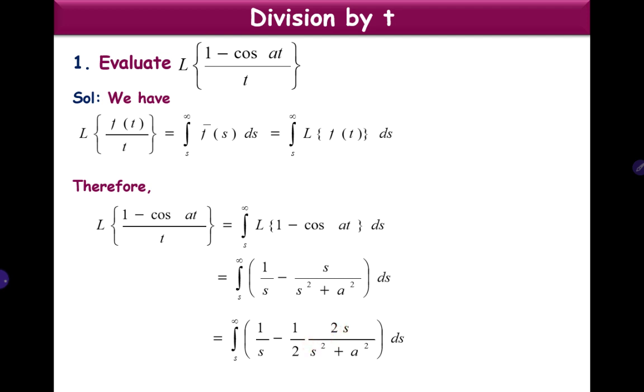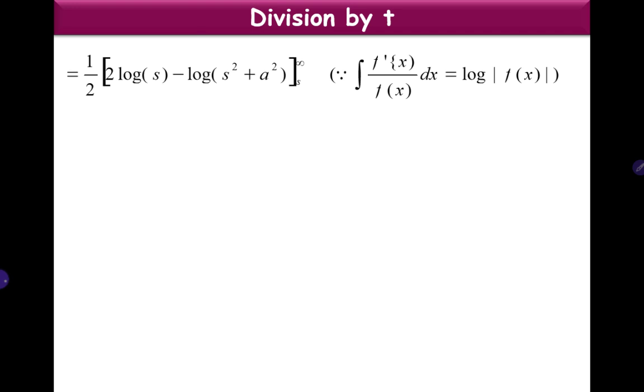Now if we integrate, the integral of 1 by s is log s, minus the integral of 2s by s square plus a square, which is log of s square plus a square, because the integral of f dash of x by f of x is log mod f of x. Now if we apply the limits, the upper limit is infinity, but if we apply infinity in this case, we get log infinity minus log infinity, which is an undefined quantity. So we first simplify this expression and then we apply the limits.